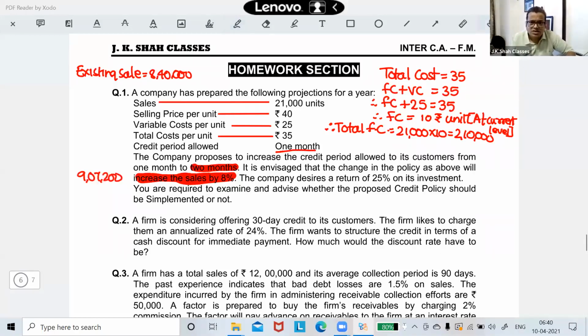The company desires a return of 25% on the investment. Okay, fine. So this is COCD. Do one thing, guys. This is the new sales, no? Tell me the variable cost. Calculate and tell me the variable cost.